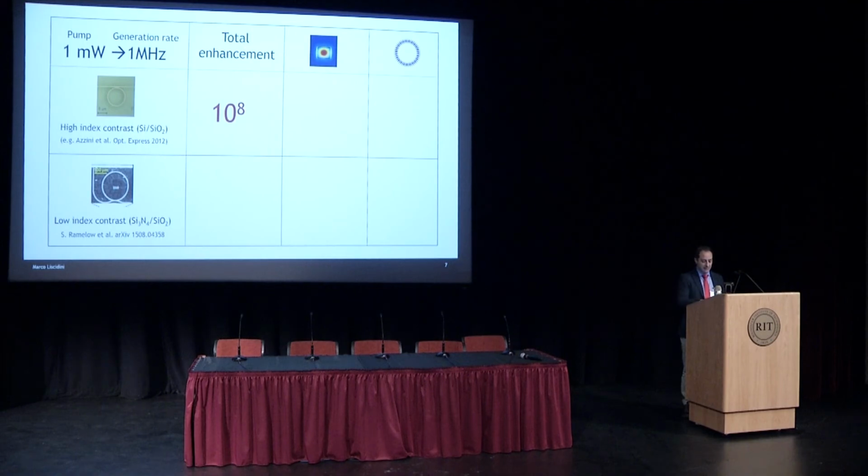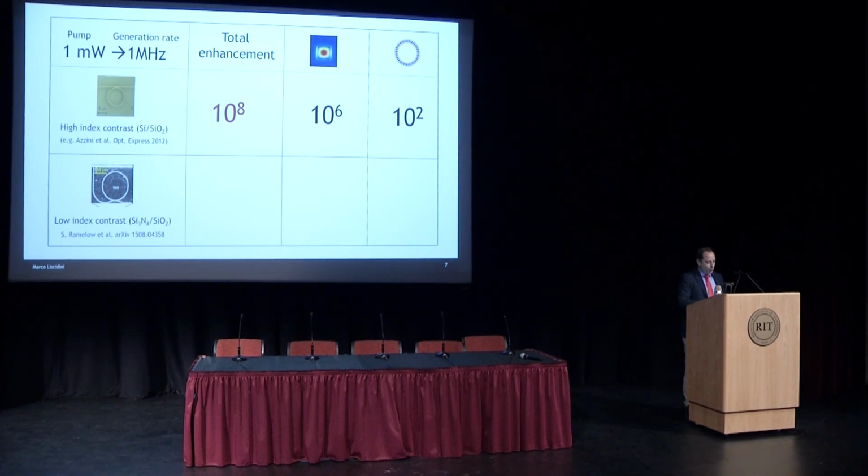But where is this coming from? Well, surprisingly, 6 orders of magnitude come from the transverse confinement. Only 2 come from the resonance. So for silicon, the resonator, well, it plays a role, but minimal, okay?